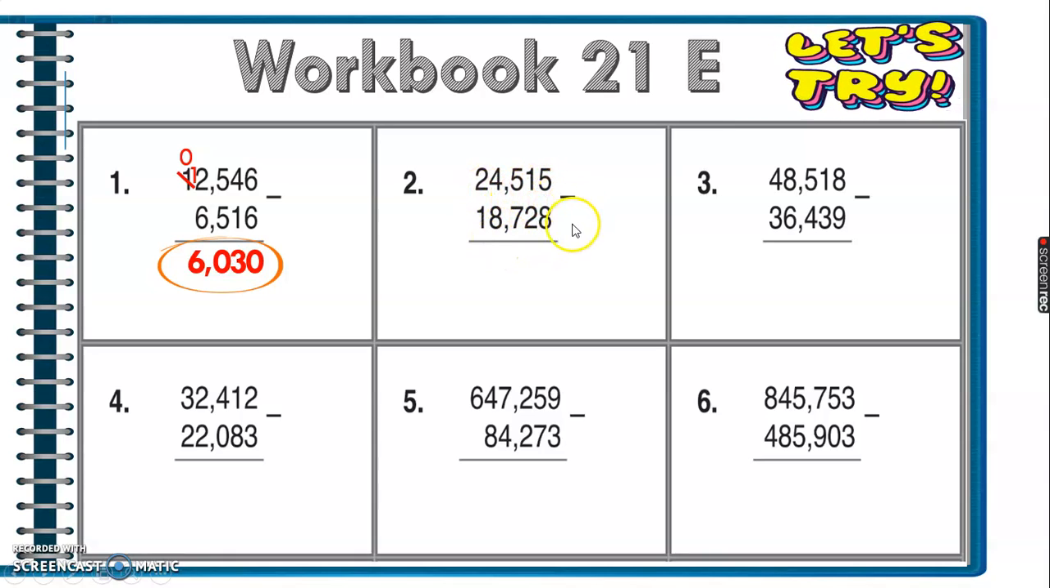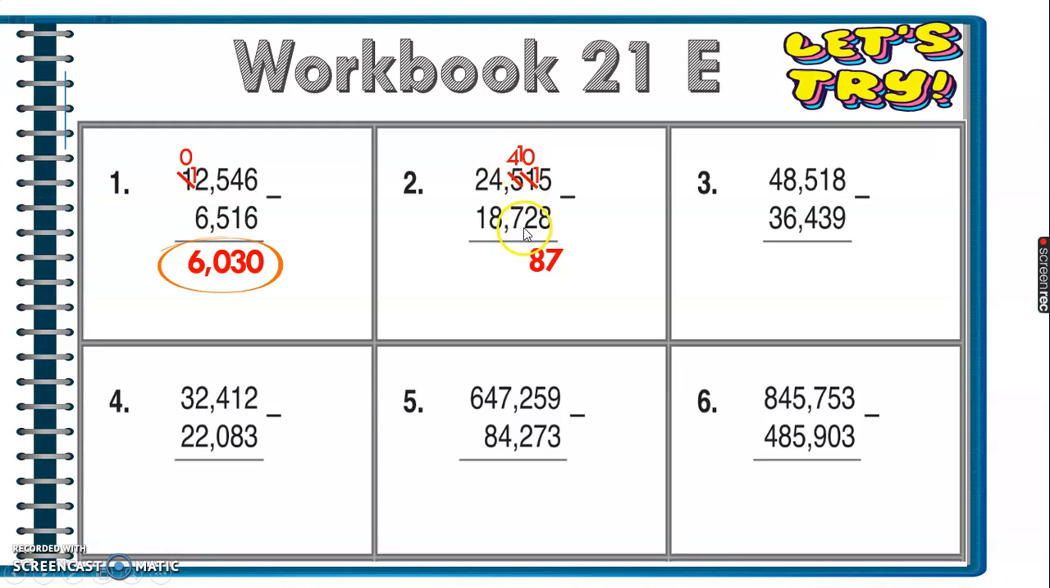24,515 minus 18,728. So 5 minus 8 cannot be, so we can borrow from 1. 1 will be 0, and 5 will become 15. So 15 minus 8 is 7. And then 0 minus 2 cannot be, so we can borrow from 5, and 5 will be 4, and then 0 will become 10. 10 minus 2 is equal to 8.